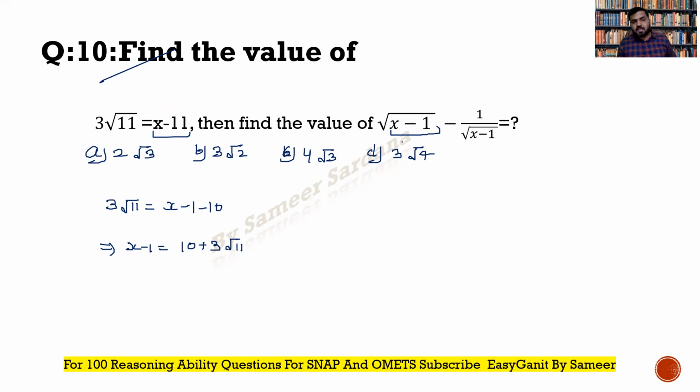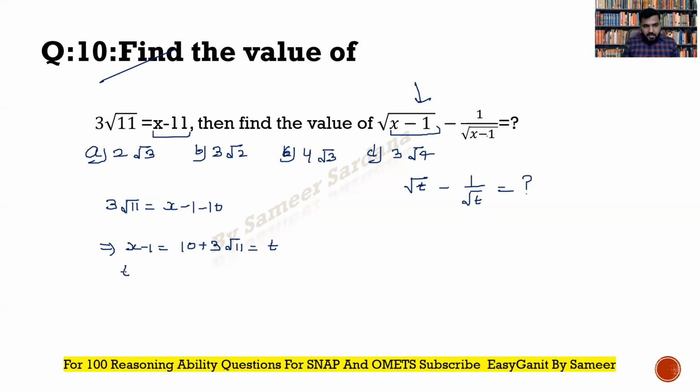Now we get to know what x minus 1 is, but here we are supposed to put the value of root x minus 1, okay? And you see that this is the inverse of it, right? Now, let's assume that x minus 1 is equal to t. Can I assume this whole value to be equal to t? Yes. If this whole value is equal to t, then we are supposed to find out the value of root t minus 1 upon root t. This is what we are supposed to find out, right?